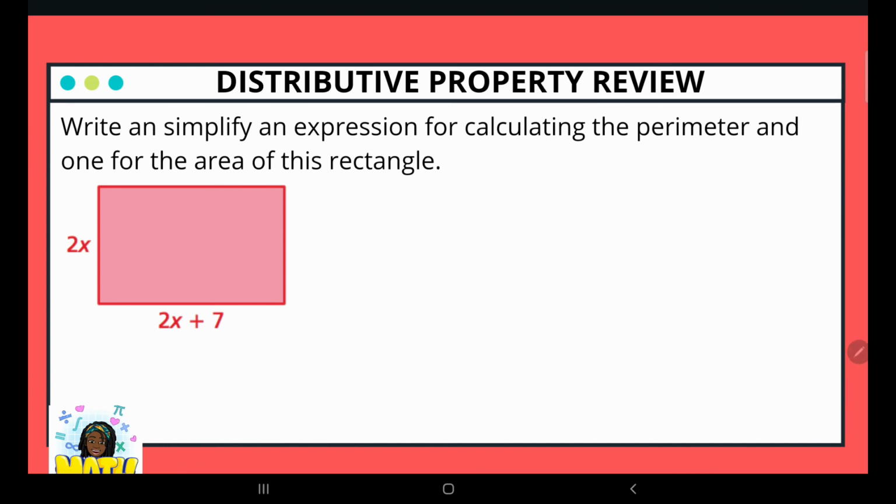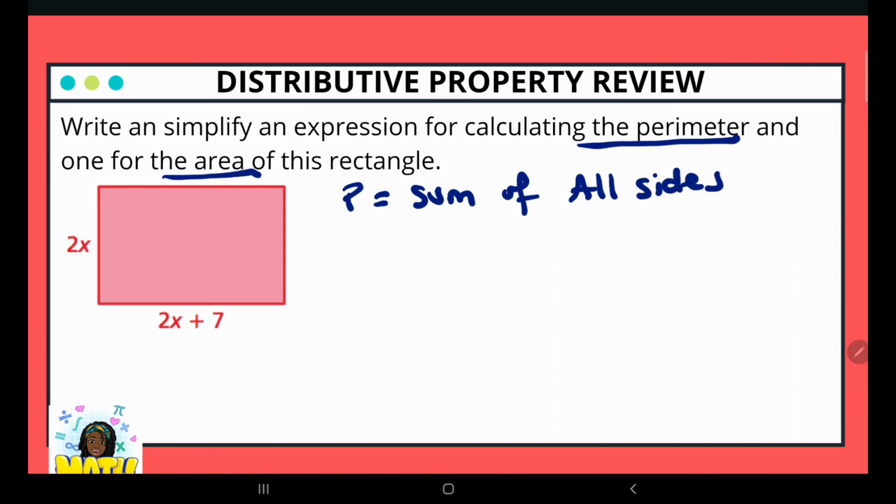So this problem is asking me to write two expressions, one for finding the perimeter and the other for finding the area. So first I need to think back. So here this question is asking me to find two things. It's asking me to calculate the perimeter and the area of this rectangle. So before I can even get started, I have to think back, how do I find the perimeter of a shape? If you said to add all the sides, then you are correct. So for perimeter, it's the sum of all sides.